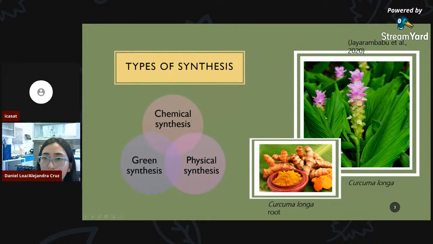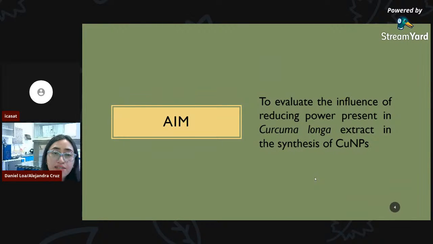So in order to prove this part, we based our work on the methodology that was earlier published by Hayarambu et al. in 2020. They worked with Curcuma longa extract, specifically with Curcuma longa root, in order to create a green synthesis method for copper nanoparticles. So the aim of this work was to evaluate the influence of reducing power present in Curcuma longa extract in the synthesis of copper nanoparticles.